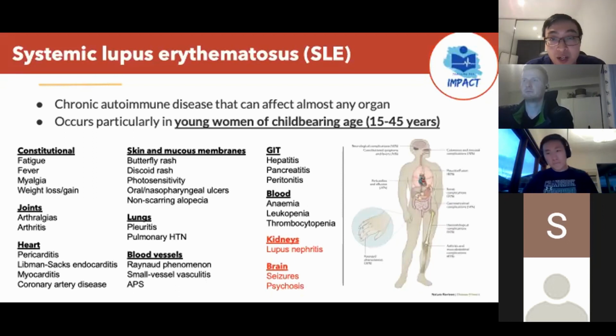Now, the other thing that I want to highlight is that SLE is also commonly associated with a condition called antiphospholipid syndrome, which causes patients to be at risk of clotting. And I'll talk about antiphospholipid syndrome a little later in more detail. And finally, the thing to point out is that patients with lupus nephritis or CNS lupus, so lupus in the kidneys or lupus in the brain, have increased mortality. So out of all the organ systems that can be affected with SLE, lupus in the kidneys and lupus in the CNS suggests badness. And in our lady, remember, she came in with a seizure.